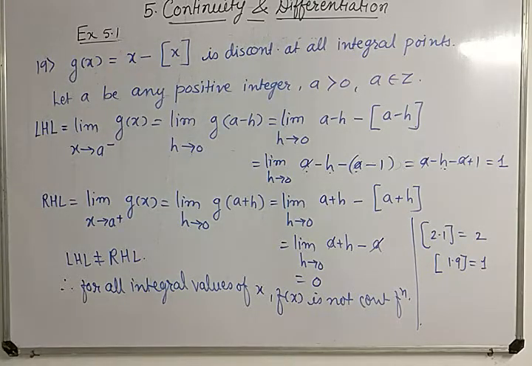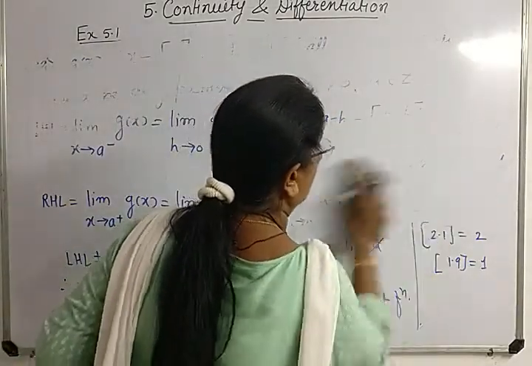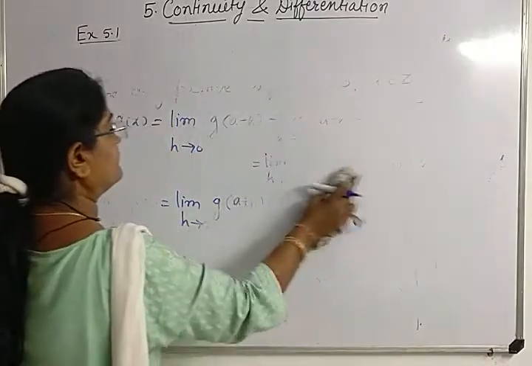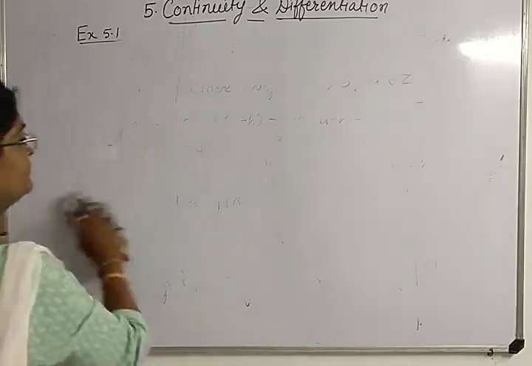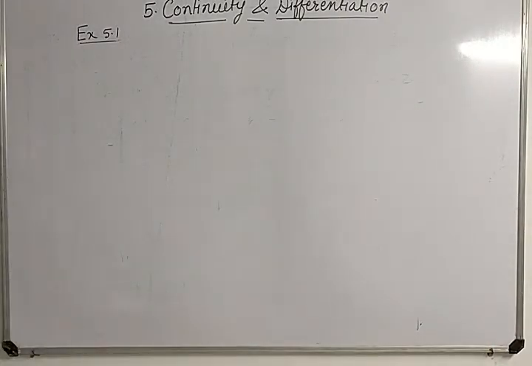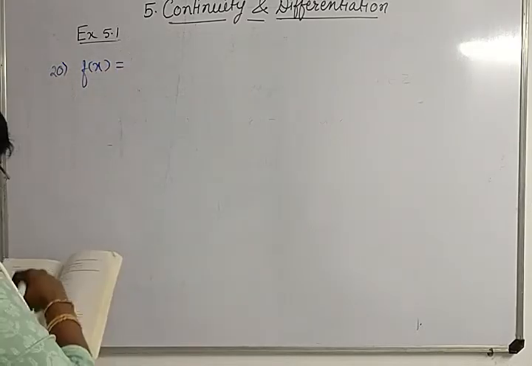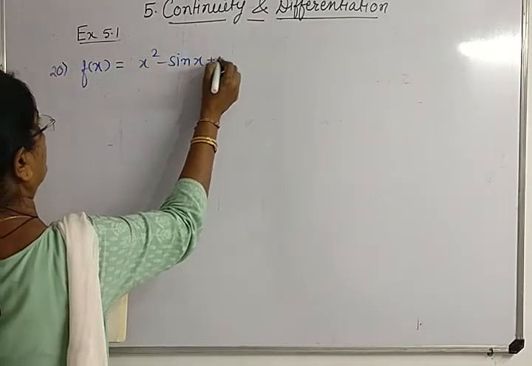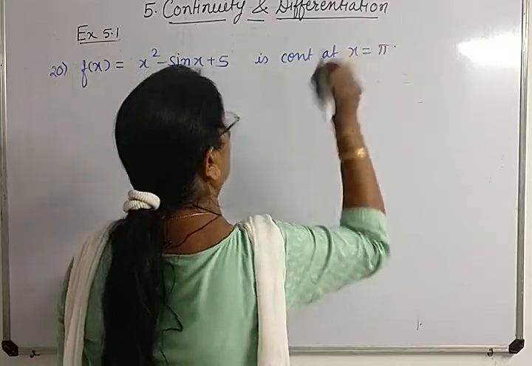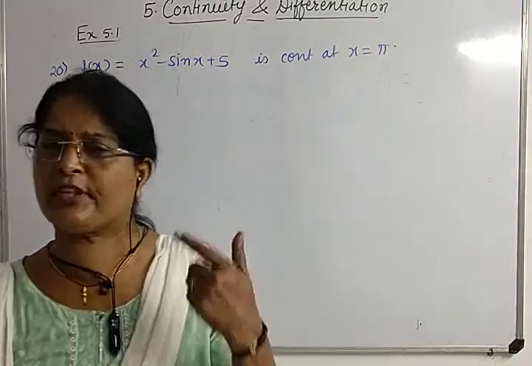Then question number 20. Is the function defined by f of x equal to x square minus sin x plus 5 continuous at x equal to 5? हमको बताना है कि ये फंक्शन कंटिन्यूअस है क्या. अब यहाँ पे हम लेफ्ट हैंड लिमिट और राइट हैंड लिमिट नहीं निकालते हैं, इसको हम डायरेक्ट अलजेब्रा ऑफ लिमिट से प्रूव कर सकते हैं.